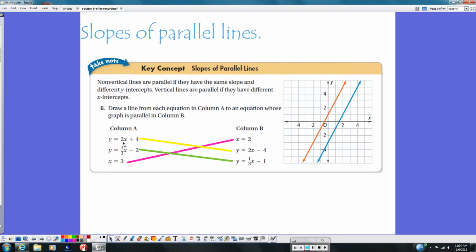The first one here has a slope of 2, so we're looking for the equation in column B that also has a slope of 2, and it's this middle one. The next equation here has a slope of 1/3, so we're looking for an equation in the second column that has a slope of 1/3, and it's the last one. And this last equation is a vertical line, so I'm looking for another vertical line, and that's the first equation.